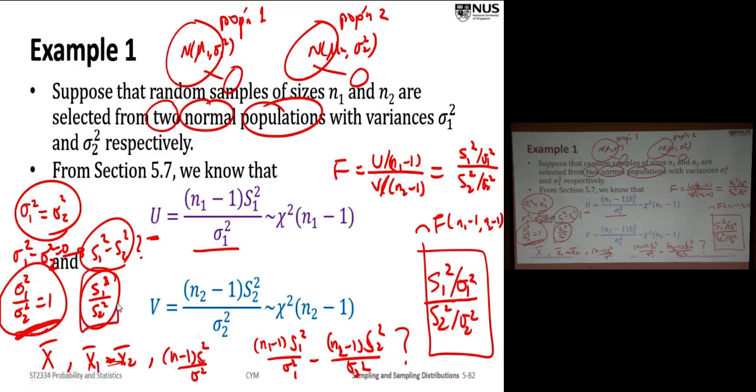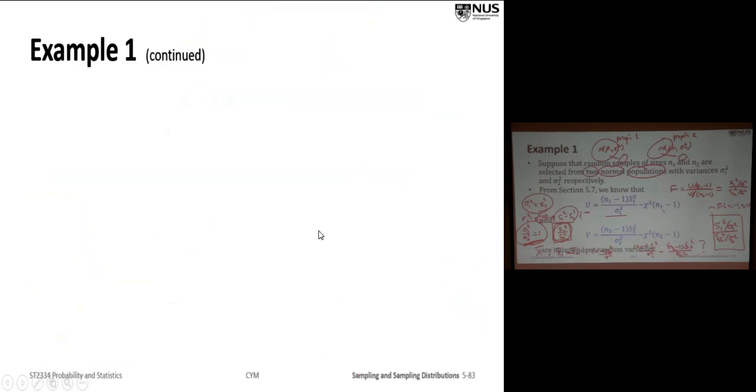Then we can make a decision on whether this is a reasonable assumption or not. If this turns out to be very big compared to the F distribution, then we suspect that sigma 1 squared does not equal sigma 2 squared. All right, so that's the idea.